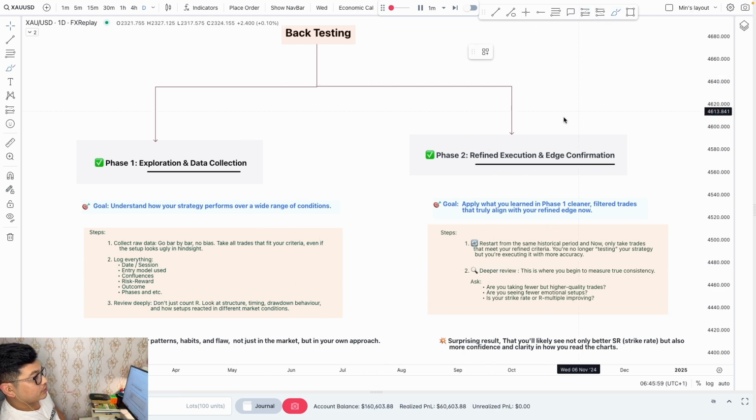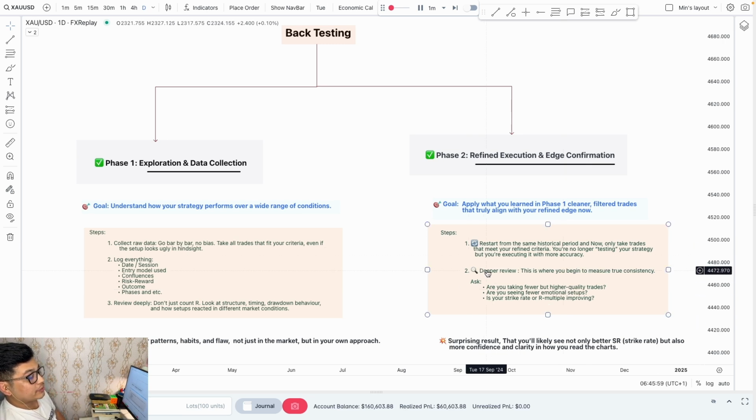So here, what's the goal? Apply what you learned in phase 1: cleaner, filtered trades that truly align with your refined edge now, right? What are the steps? Step 1 and step 2. Step 1, you restart from the same historical period, and now only take trades that meet the refined criteria. You are no longer testing a strategy, so what are you going to do? You are executing it with more accuracy. Here you're not testing it, you're going to use the same concept after refinement and do the backtesting from the same period of time.